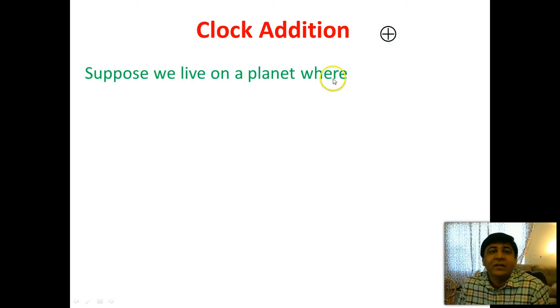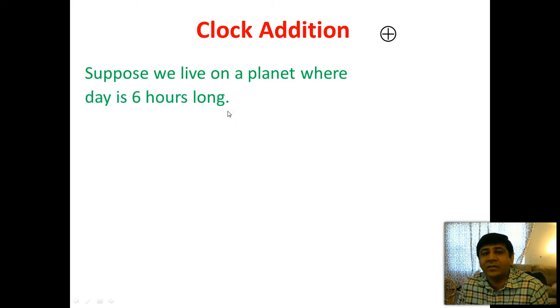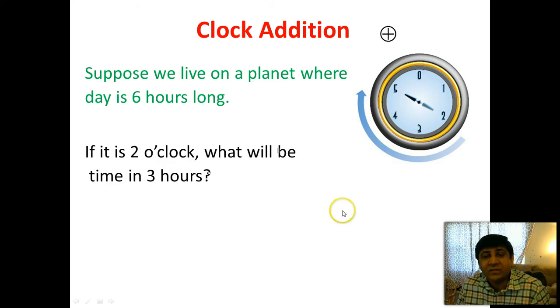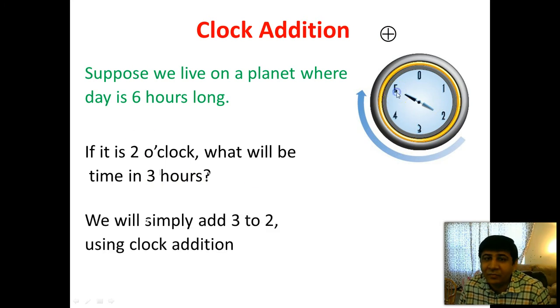Suppose we live on a planet where the day is 6 hours long. So this is what our clock looks like. According to this clock, our hours go 1, 2, 3, 4, 5, and then 6 means 0 here. The question is, if it is 2 o'clock right now, what will be the time in 3 hours? In 3 hours, just add 2 to 3 and the answer will be 5.